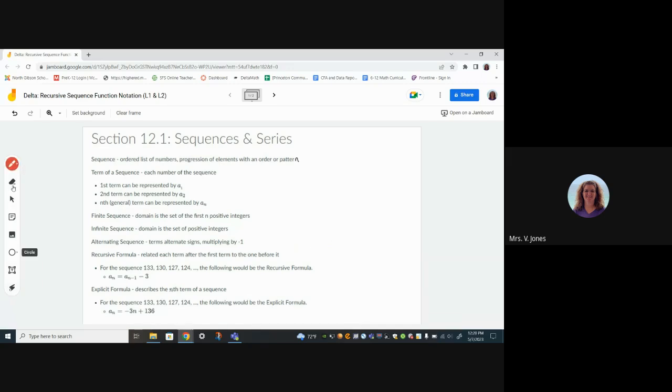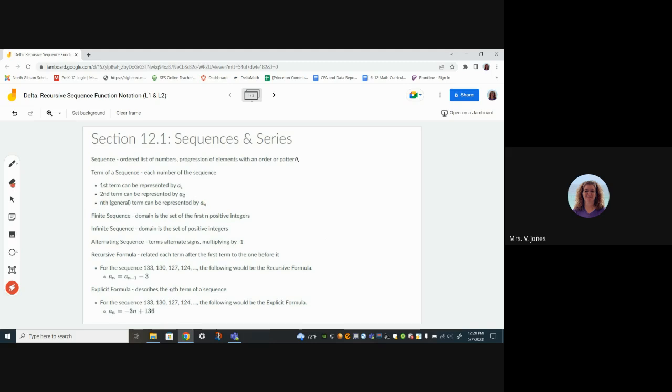All right, a sequence, that's where you have numbers and they have a pattern. Okay, so you're going from one to the next or whatever. Term of a sequence, the first term of the sequence we denote as a sub 1. The second term of the sequence we denote as a sub 2. So for a general term, doesn't matter which one it is, we'll call it the nth term. That would be a sub n. So if you wanted the fifth term, you'd put a sub 5.